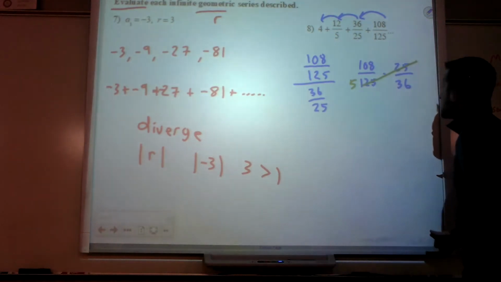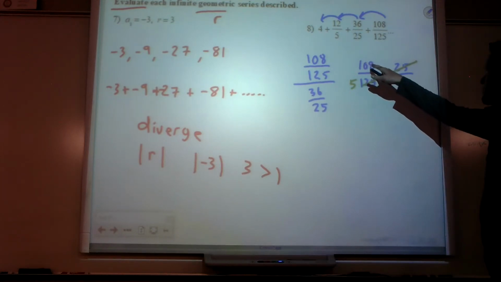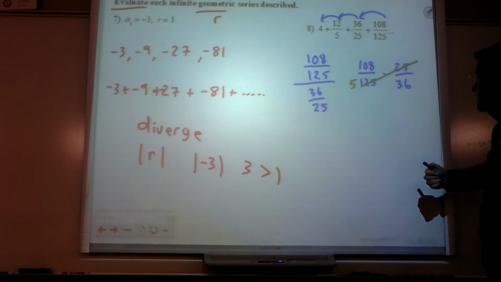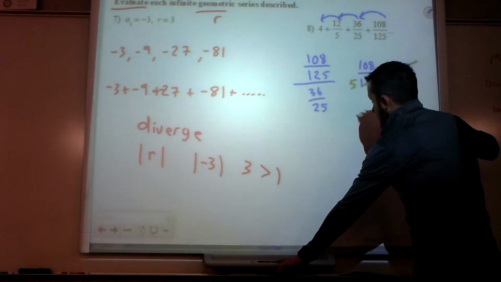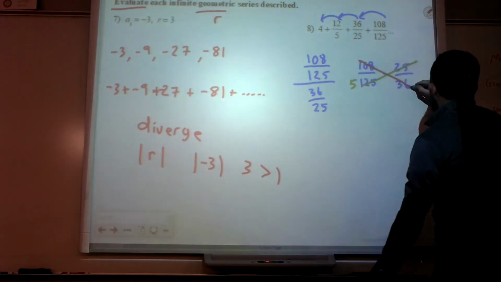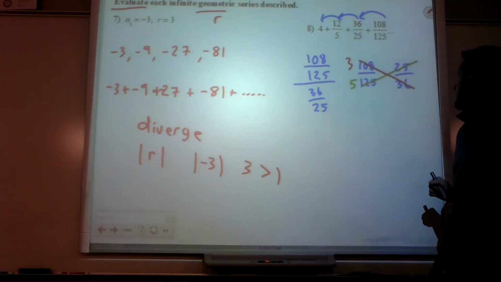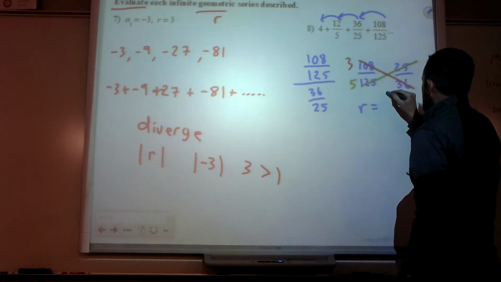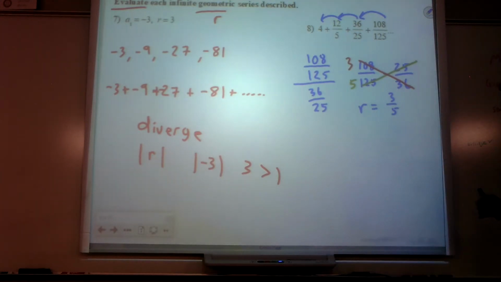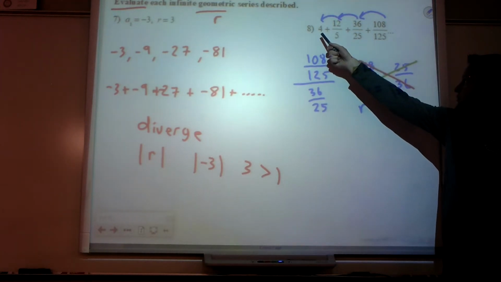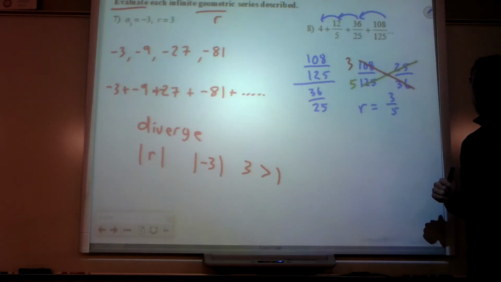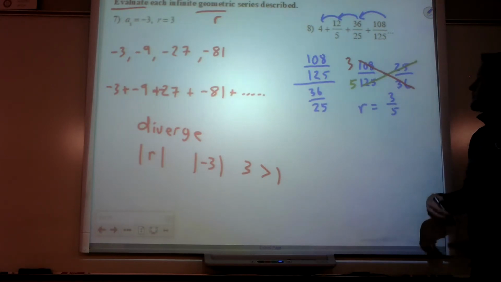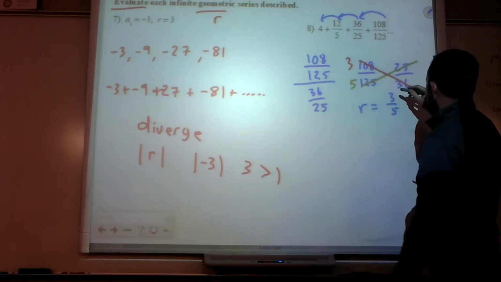Same with, let's see, 108 over 36. I want to say that reduces to 3. So I'm going to cross this out, and say 108 divided by 36 is 3. So this becomes 3/5. My ratio here is 3/5. Now let's see if that makes sense. If I go 4 times 3/5, I get 12/5, and that checks out. 12/5 times 3/5 is going to be 36/25. There we go. Here is our common ratio.